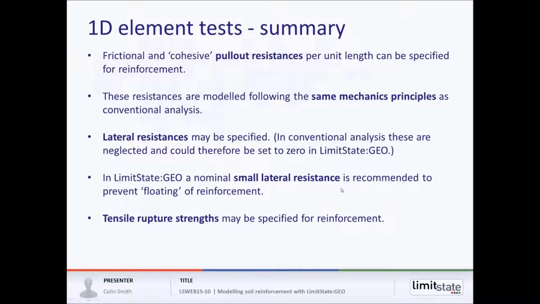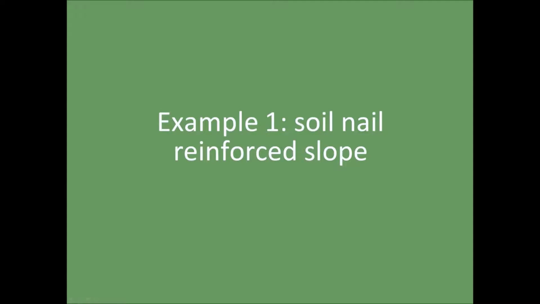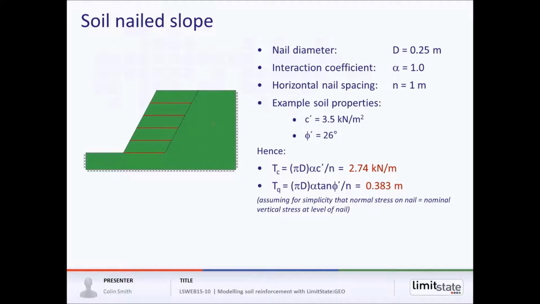In the software, we would always advocate putting in a very small value, and that simply prevents floating of the reinforcement. If we put no lateral resistance in, then the software can say, well, the reinforcement has nothing to stop it just floating out of the ground. So a very small resistance will just prevent that. And we can specify tensile rupture strengths. So how can we use this? Well, we'll look at the example of a soil nail slope.